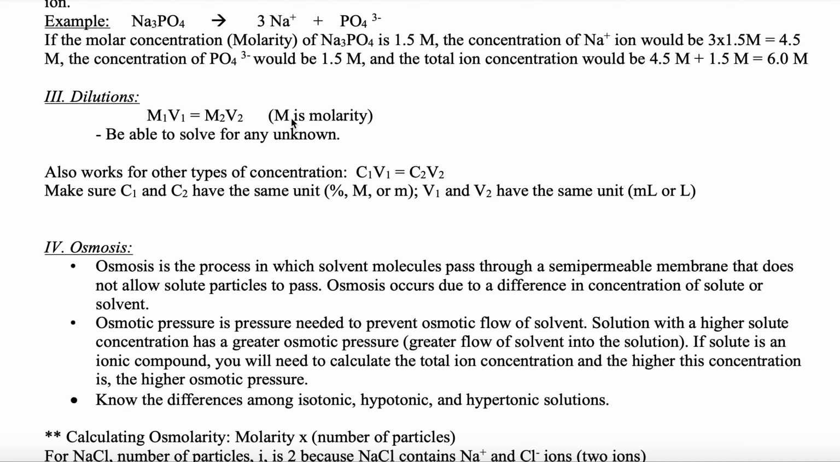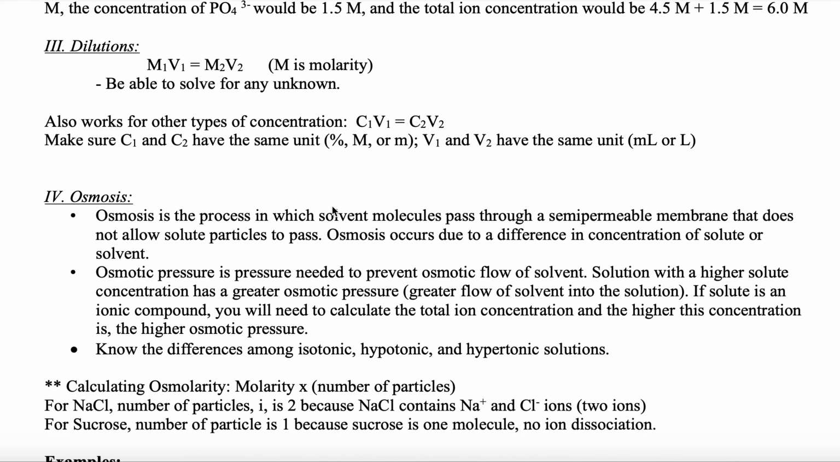Dilutions. We will be doing some dilutions, meaning adding more solvent to make the solution more diluted. The nice thing about it is that the initial, or before, molarity times the volume before will be equal to the molarity after dilution multiplied by the total volume. It works for other units as well. We use M for molarity, but it also works for percent concentration or ppm or ppb, any concentration. That's why we use C in this case for concentration.